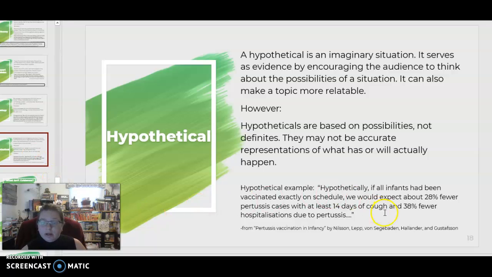So there's an example here of what a hypothetical looks like, and we don't necessarily have to have the word hypothetical, so don't feel like you have to look for that, but you can look for the word if, right? If this were to happen, then blah, blah, blah. That is taking a situation and moving it out into the future. Sometimes that can be very effective. It's a very good way of having the audience think into the future about what the implications of an argument may be. But again, you just have to be careful because it is based on possibility.